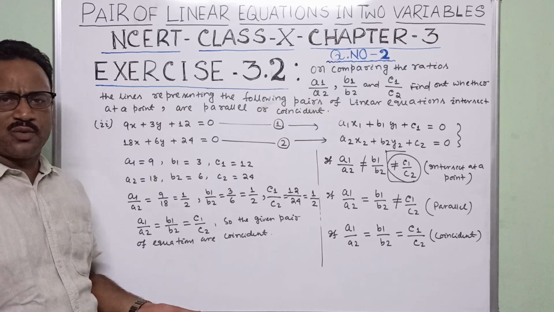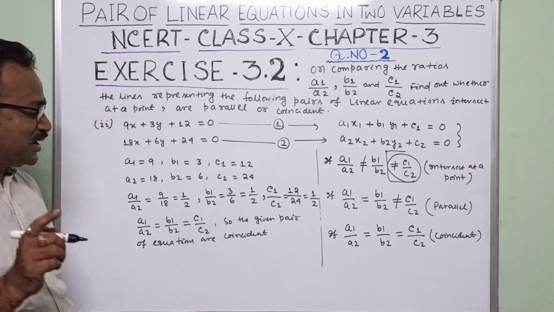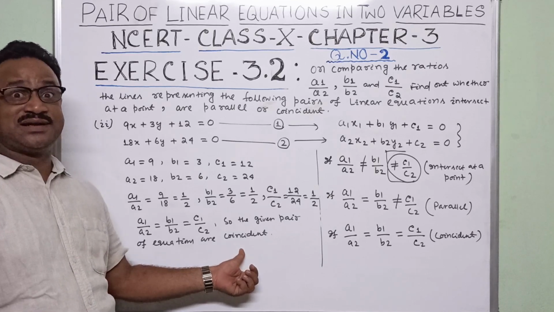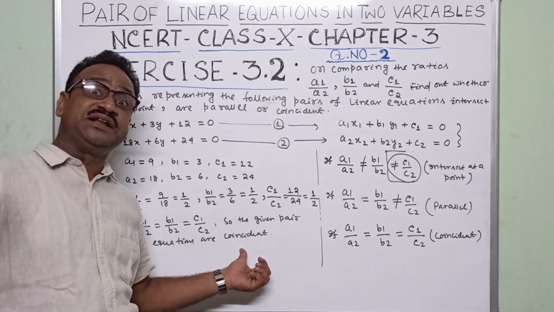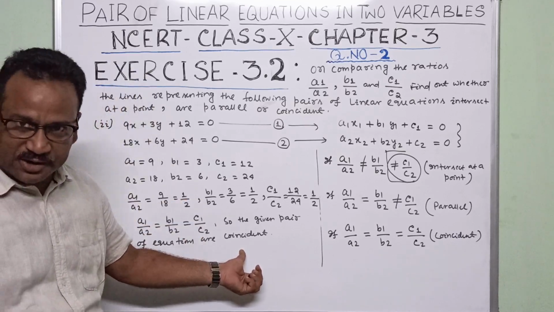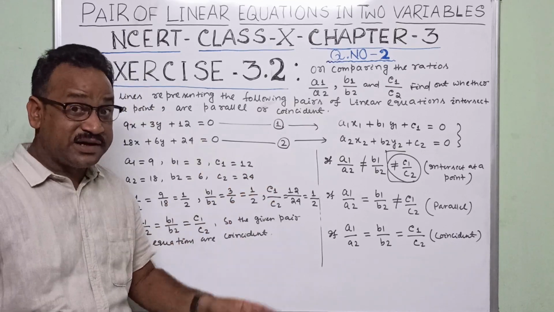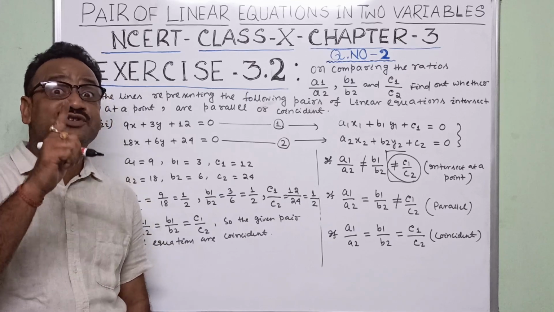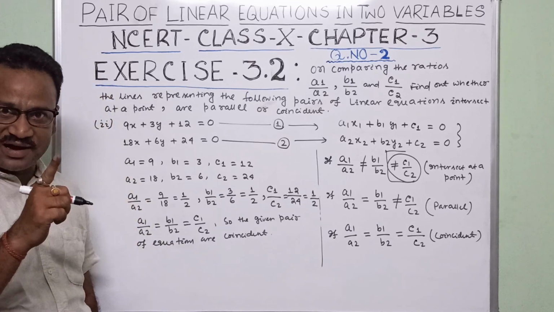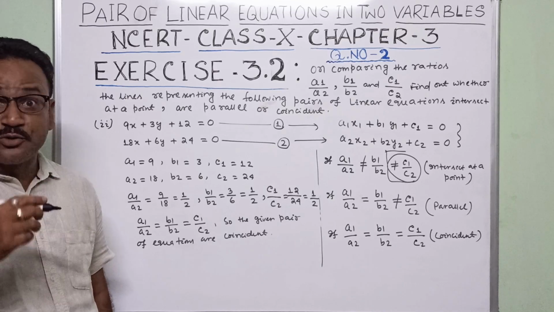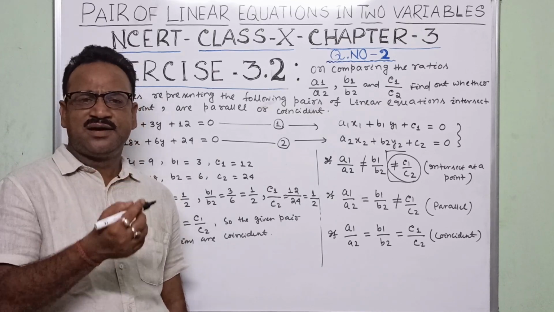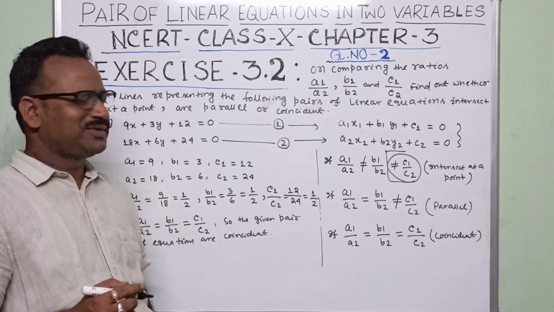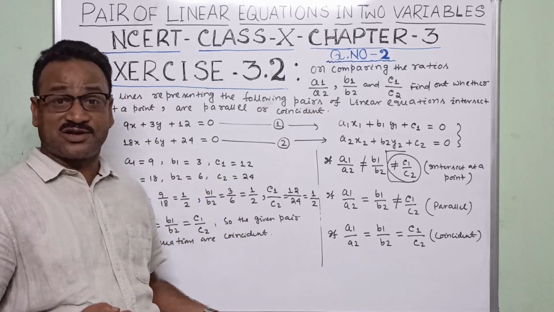So we know one thing, again I am recalling for you. Coincident means consistent and dependent. It has infinitely many solutions in common. Intersecting has one and only one solution in common. Parallel, what happened? No solutions in common. Now I think you clearly understand this.